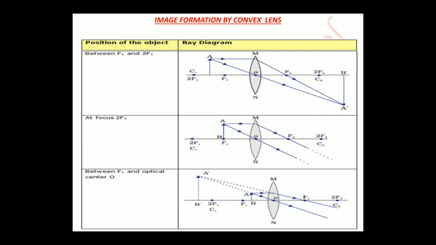So these are the 6 positions for the convex lens. You have studied in class 10th also. Now let us move ahead.